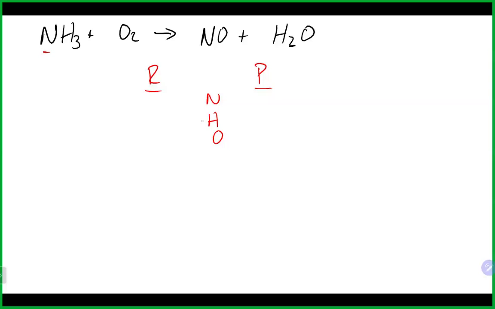Left-hand side, 1 nitrogen. Right-hand side, 1 nitrogen. Left-hand side, 3 hydrogens. Right-hand side, 2 hydrogens. Left-hand side, 2 oxygens. Right-hand side, 1 oxygen there and 1 oxygen there, which gives us 2. So actually everything looks balanced except for hydrogen, so that's a good place to start.